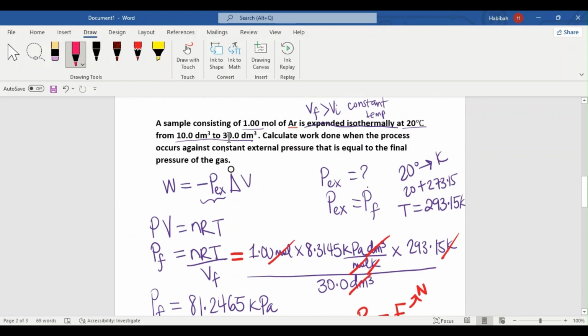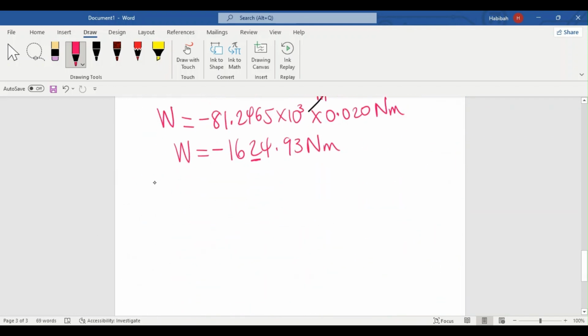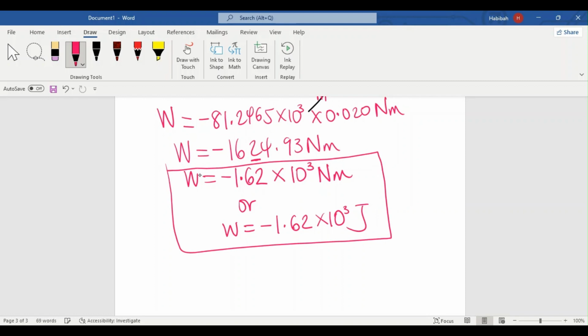So in 3 sig figs, because that's what our question is, we're given 10.0 in 3 sig figs, 1.00 in 3 sig figs, 30.0 in 3 sig figs. So everything is in 3 sig figs. So work done is just going to be negative 1.62 times 10 to the power of 3 Newton meter, or work done is negative 1.62 times 10 to the power of 3 joules.